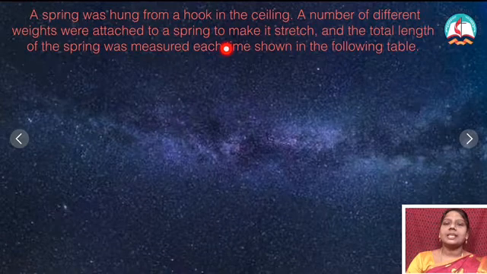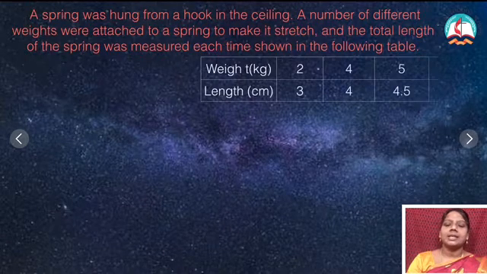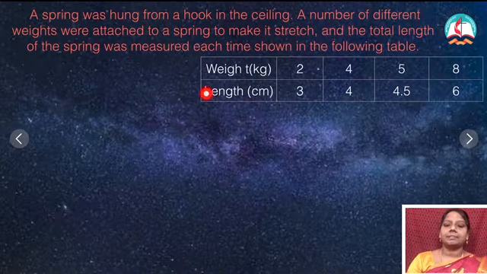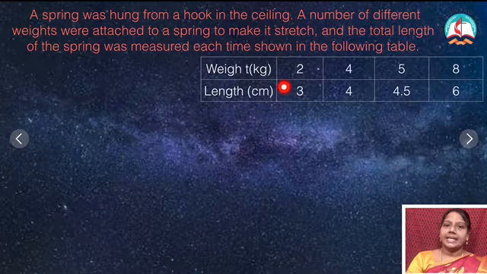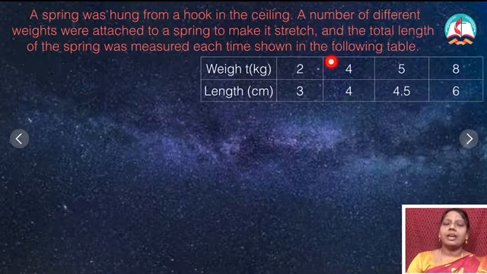So now what is given to us? That table is given to us, that is weight and the length. So if weight is 2 kg, it hangs 3 centimeter more. Okay, 4 means 4 centimeter more. Like that it will hang down. So now what we have to find out?